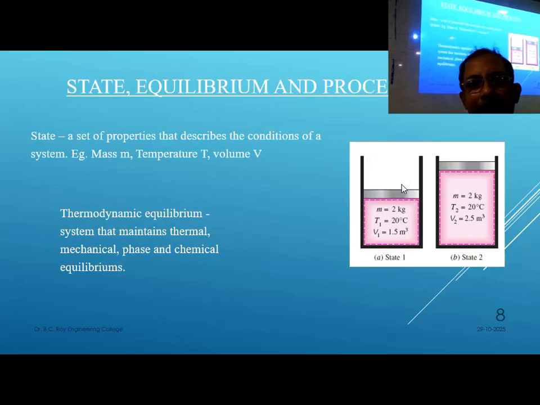Now, state, equilibrium and process. State, what is state? There are some states we know: solid, liquid, gas, plasma and Bose-Einstein condensate. These five are common. There can be others also theoretically possible, practically not found. And phases, there are numerous phases possible.